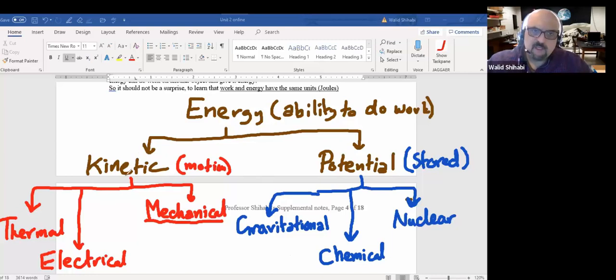And I forgot here, by the way, under kinetic energy, we have a fourth type, which is electromagnetic waves, light. Let me add this one here into the kinetic energy. So under kinetic energy, we have electromagnetic wave, EM, which is light. Light is considered kinetic energy because light is motion of photons. We call it photons. Photons is the particle nature of light.